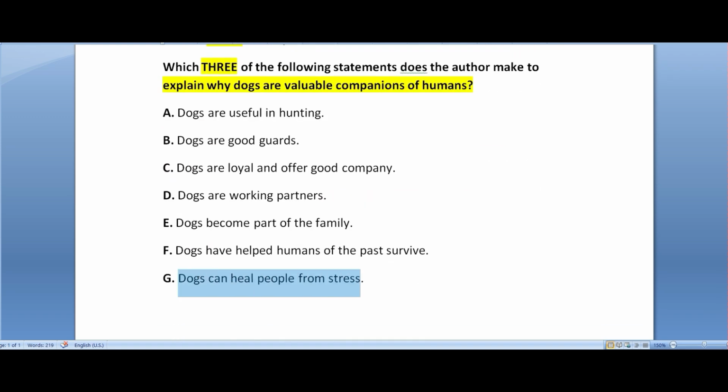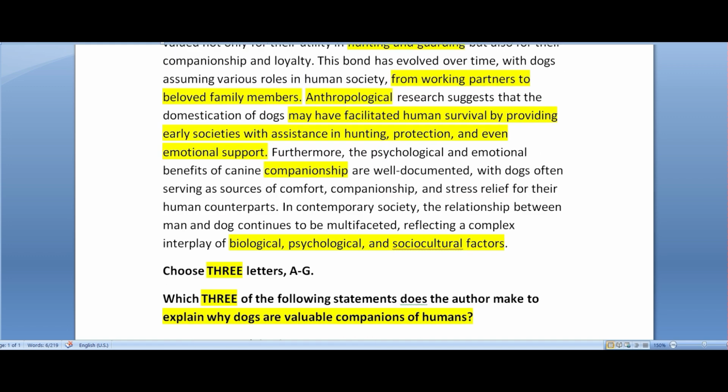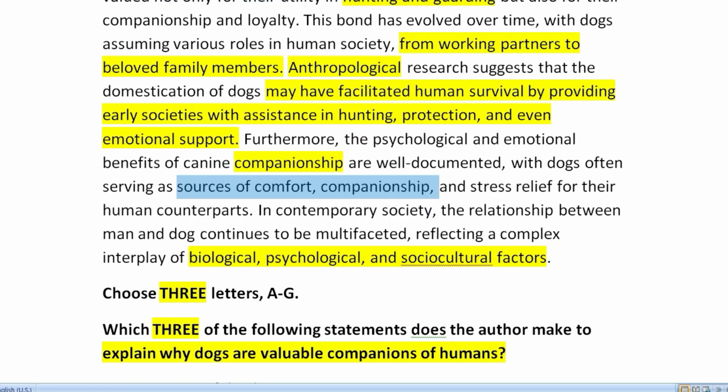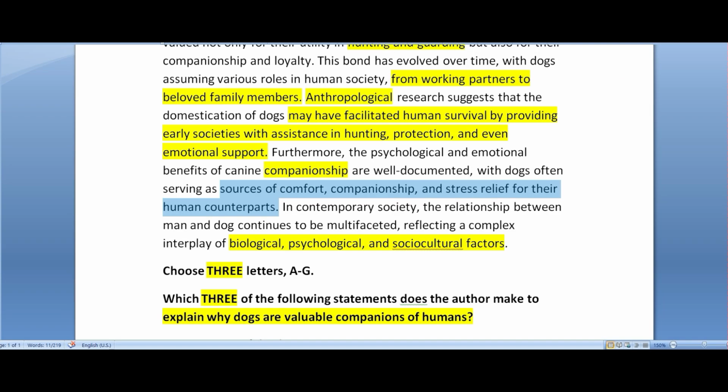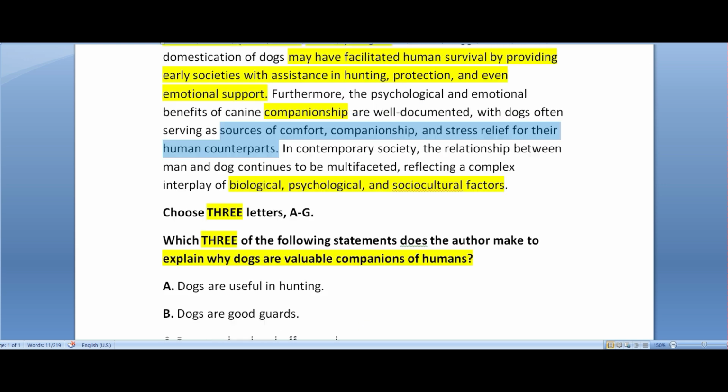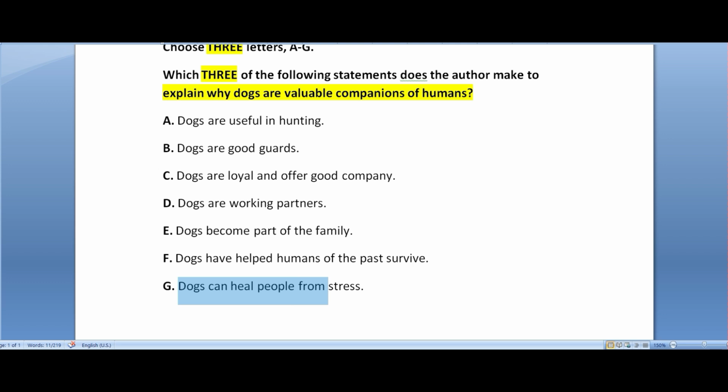And dogs can heal people from stress, with dogs often serving as sources of comfort, companionship, and stress relief for their human counterparts. Pay close attention to this. Dogs often serve as sources of comfort, companionship, and stress relief. Does this mean that dogs can heal people from stress? No. Dogs can provide relief from stress. They can help towards that, and not in all cases, I suppose, but they cannot heal people from stress. I mean, this is nowhere stated as such.